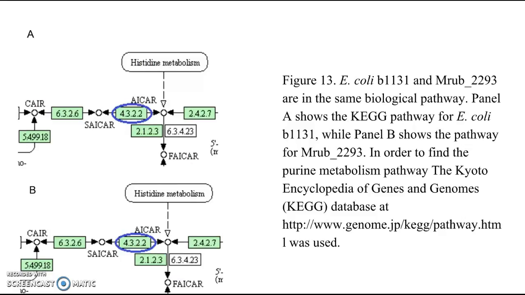The next figure is showing where the E. coli B1131 and M. ruber 2293 genes are located in the KEGG pathway map. Here is the map of purine metabolism, and as you can see, the above panel is E. coli, and the below panel, lettered B, is M. ruber, and they are both located in the same location and conversion step, as well as have the same EC number.